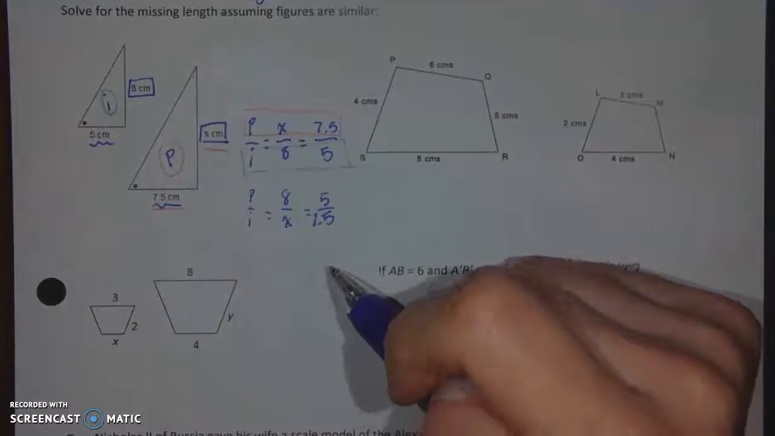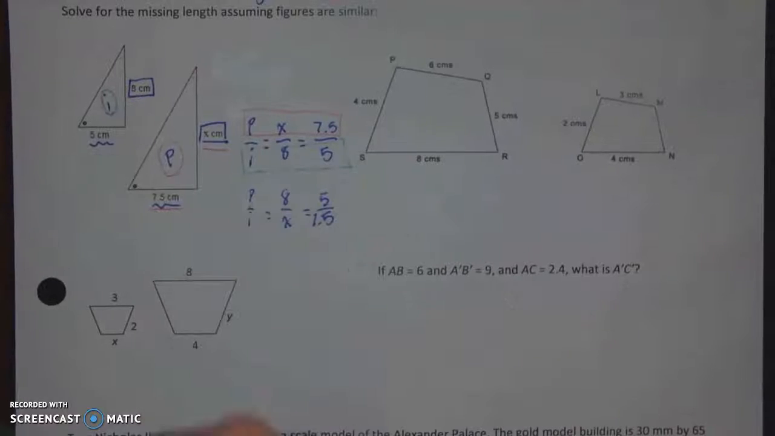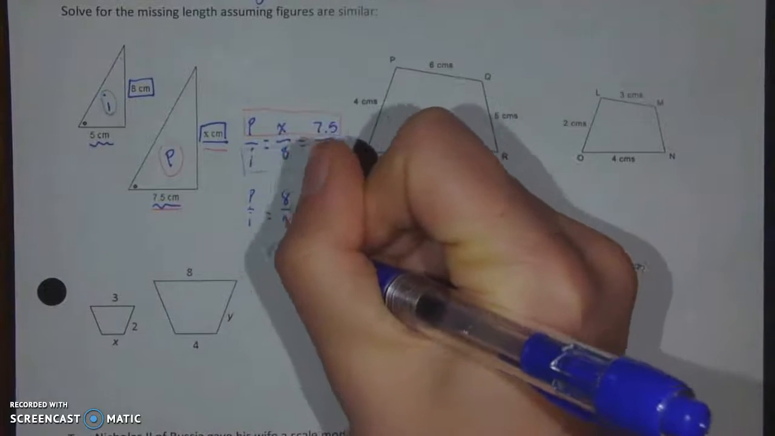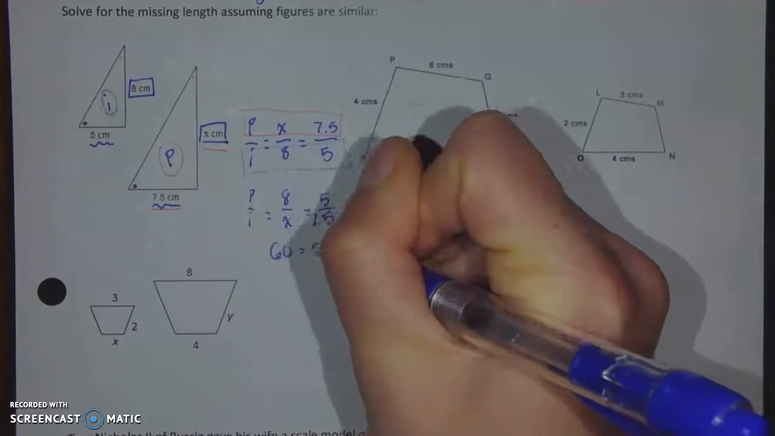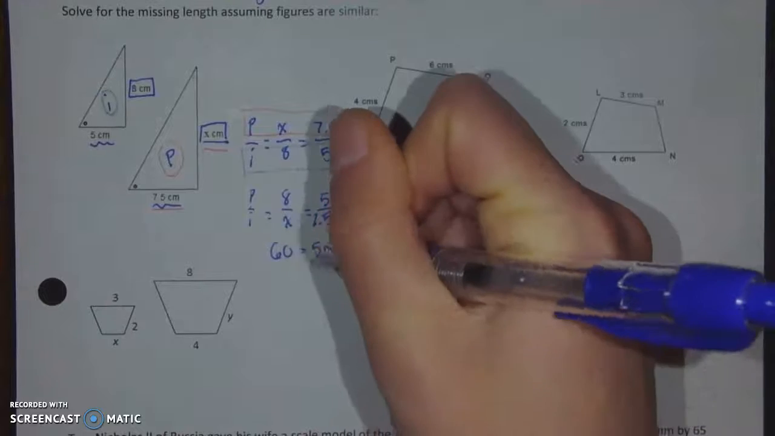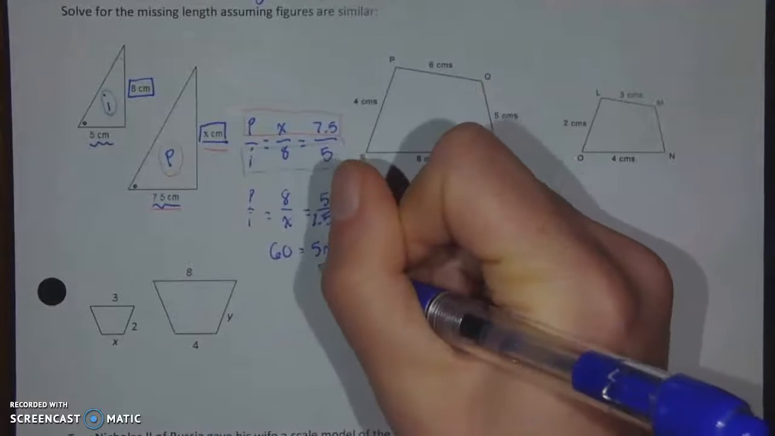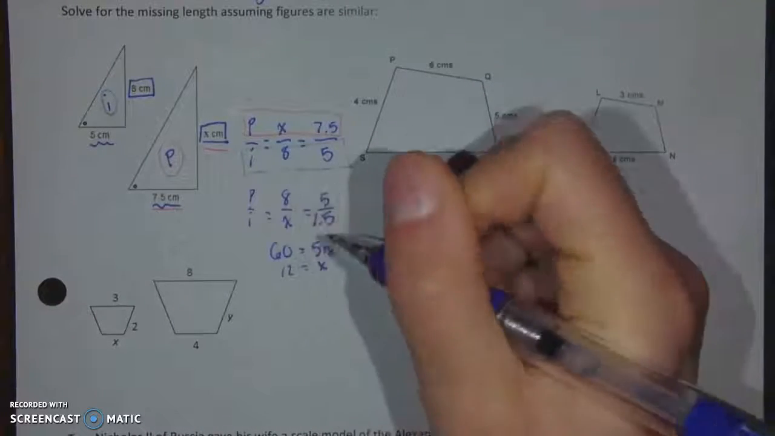Here I can use my means extremes to solve this. 8 times 7.5 is... not what I just typed in. So 8 times 7.5 gives me an answer of 60, and that's equal to 5x. Divide both sides by 5, and you end up with an answer of x is equal to 12.